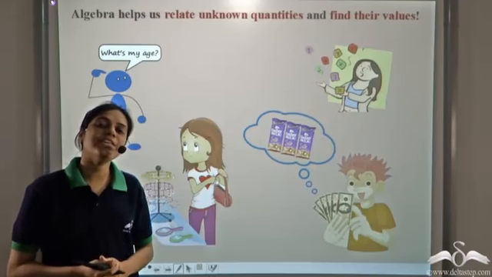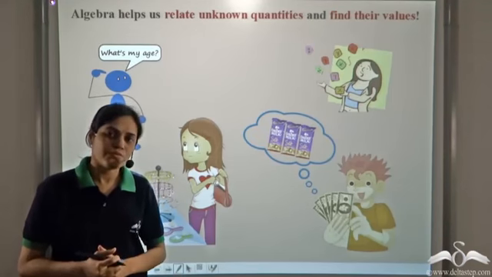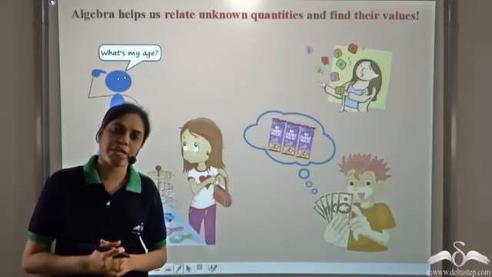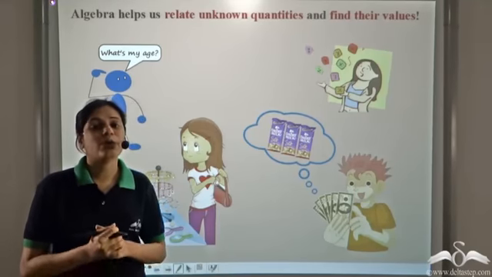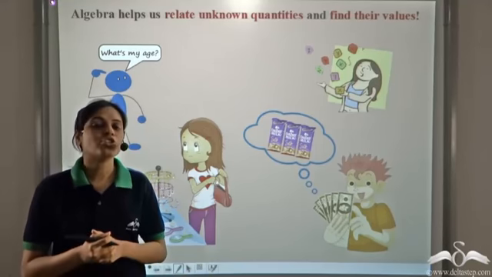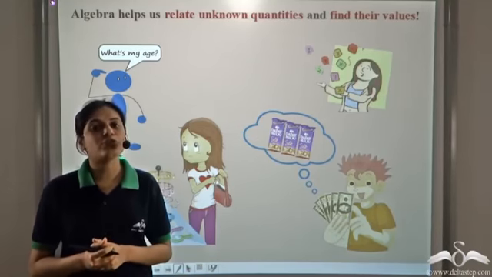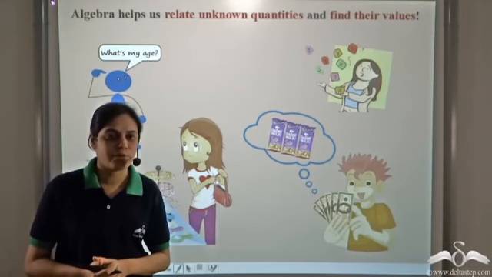When we started learning algebra, we used variables to represent unknowns. Then we formed expressions using those variables. And now we can equate these expressions and solve for the unknowns. So let us see how we can use algebra to solve for unknowns in our everyday life problems.